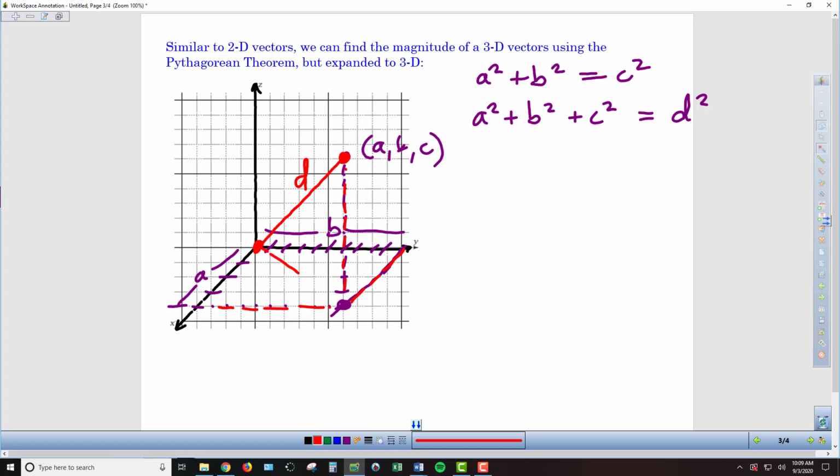Maybe if I add this line right here and show that this is a right angle, we've got a right triangle that we have created here. Now, we're trying to find D in terms of A, B, and C. We're trying to verify that this indeed is accurate.